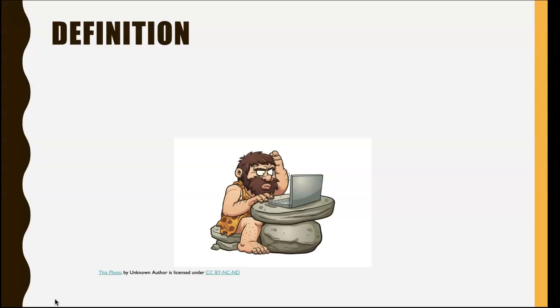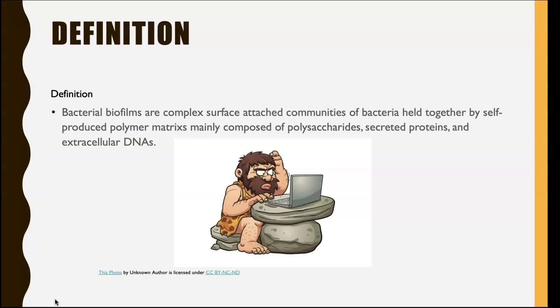conditions. So the formal definition is: bacterial biofilms are complex, surface-attached communities of bacteria that are held together by matrices, and these matrices are composed of polysaccharides, secreted proteins, and extracellular DNA. About 40 to 80% of bacterial cells are able to produce biofilms, according to Frontiers in Microbiology.